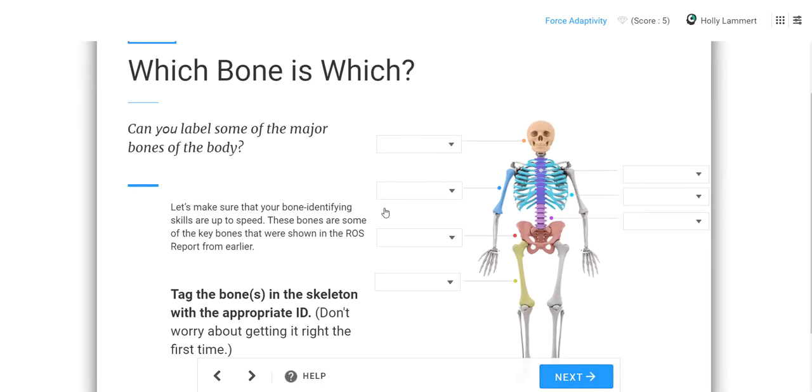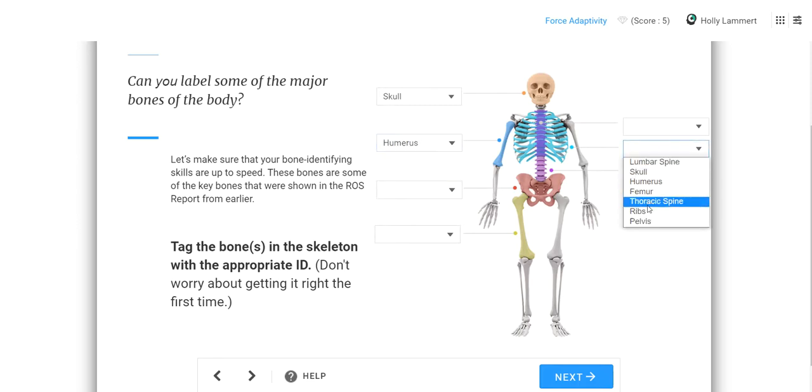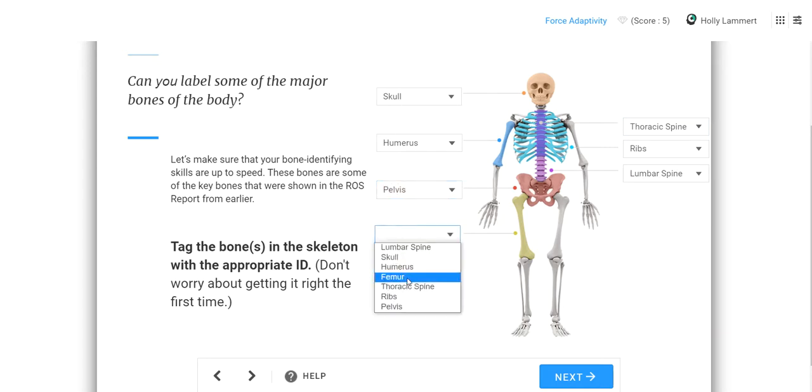Okay, which bone is which? Okay, cool. So we get to label some of these. Here's the skull. This is fun. Here's the humerus. We have the rib cage. Your thoracic is the upper part, and your lumbar is the lower. Here's the pelvis, and there is the femur.